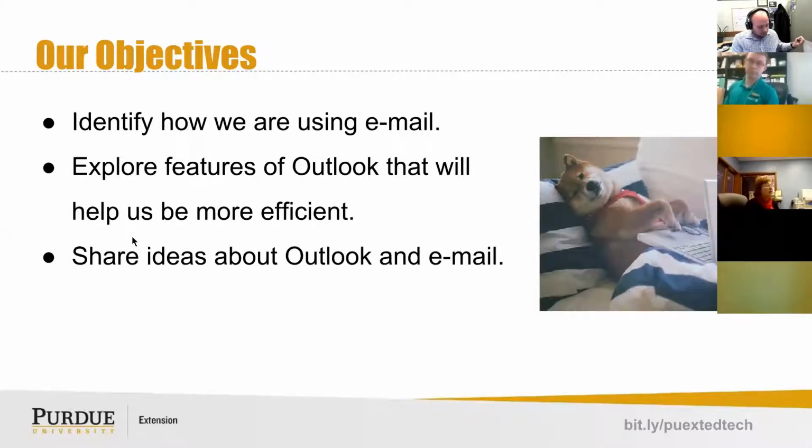Okay. So today we have just a few objectives. This webinar might not take the whole hour. I don't think it will. It just depends on how much discussion we have and ideas you have to share, but it should be rather short. So we're just going to start out by talking about how we're using email and Outlook in our work. And then we'll take a look at some of the features of Outlook that will help us be a little more efficient. And like I said, I'll share some, Sam will share some, you've all shared ideas, so that's when we'll talk about that. And then we'll get to our idea sharing.